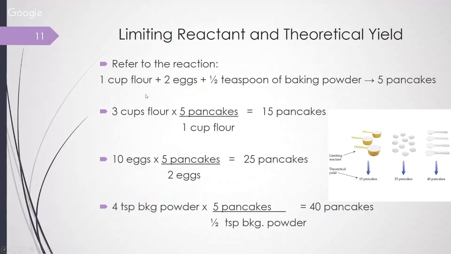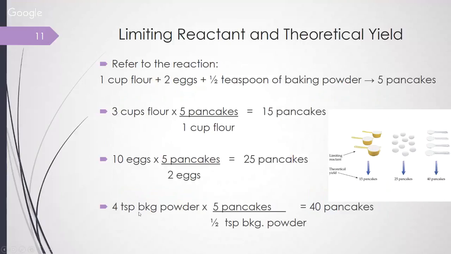This is because my cups of flour would be considered my limiting reactant. Why is this? Well, I can look here and see if I was going to use all of my eggs, how many cups of flour would I need? Well, the recipe says for every 2 eggs, I need 1 cup of flour. 10 divided by 2 is 5, which means I'd need 5 cups of flour. I don't have 5 cups of flour.